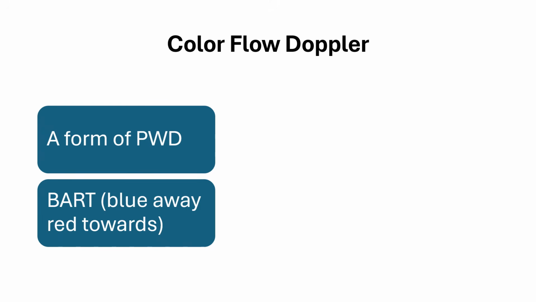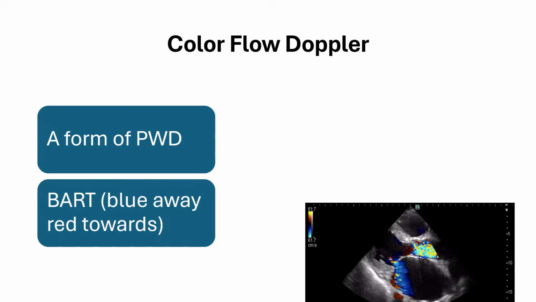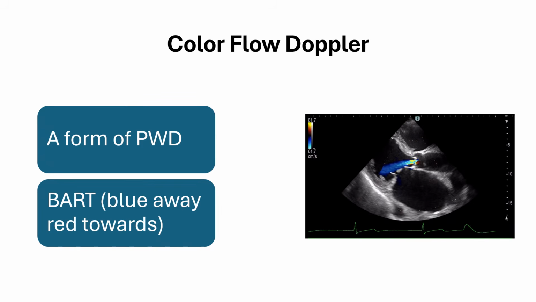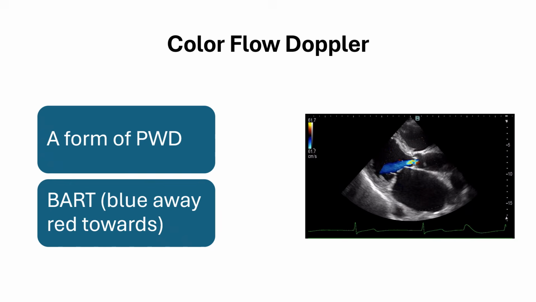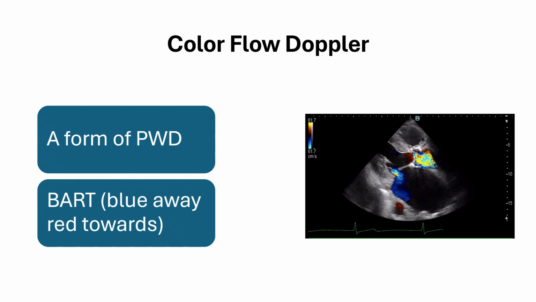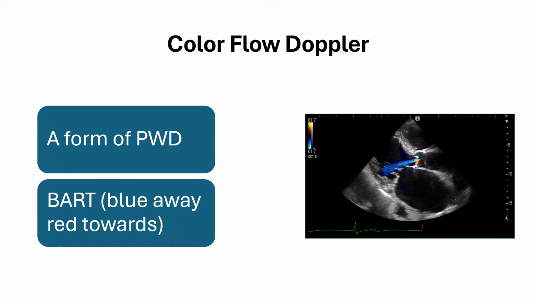Another form of pulse wave Doppler is color flow Doppler, as shown here in the parasternal long axis view. Here the patient has aortic insufficiency and mitral insufficiency. It is important to remember that the colors have nothing to do with whether the flow is arterial or venous, but rather follow a mnemonic called BART, which means blue away and red towards the probe. Please pause this video if you need more time to review this concept.